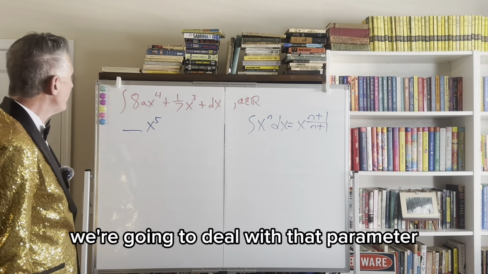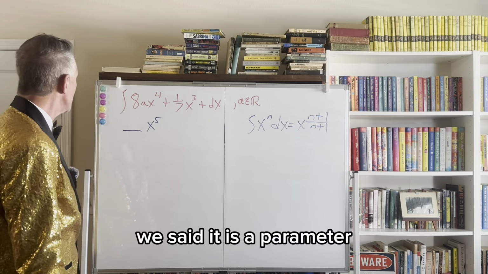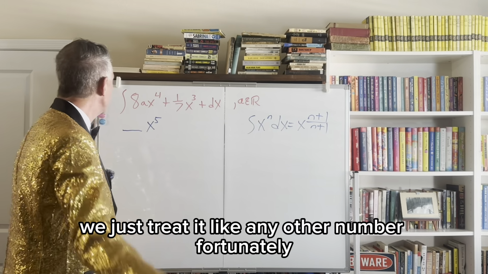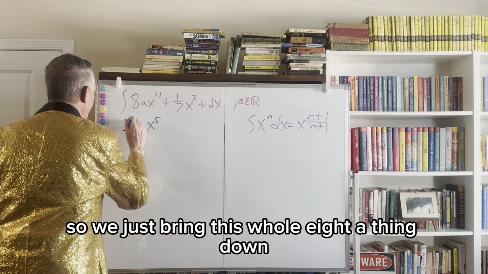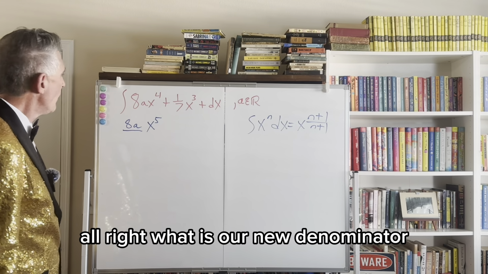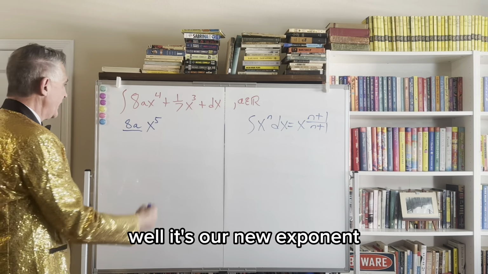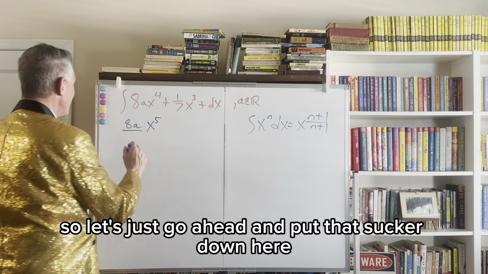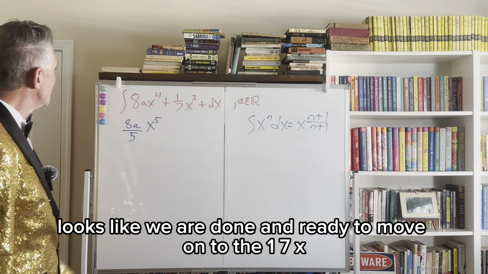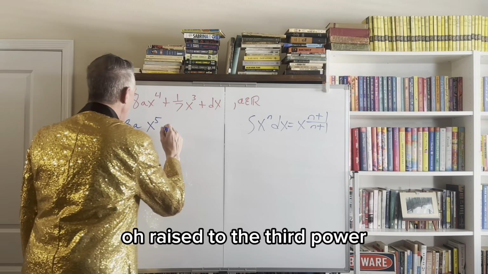And now we're going to deal with that parameter that we talked about in the introduction, this pesky a right here. Well, we said it is a parameter. How do we deal with parameters? We just treat it like any other number, fortunately. So we just bring this whole 8a thing down, and 8a is now our numerator. All right. What is our new denominator? Well, our new exponent is our new denominator. So let's just go ahead and put that down here. Looks like we are done and ready to move on to the 1 over 7x raised to the third power.